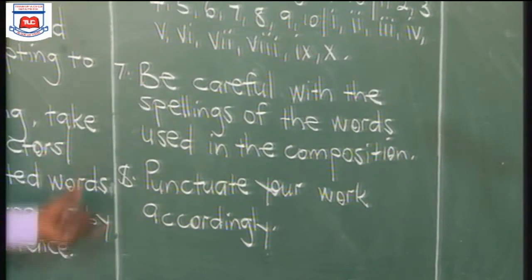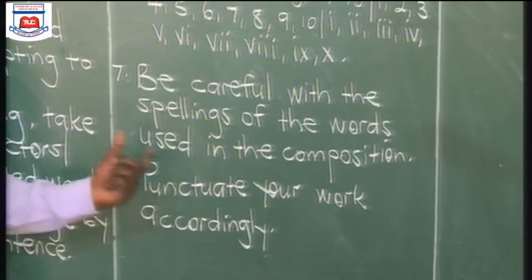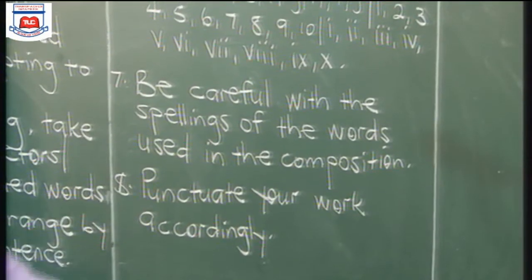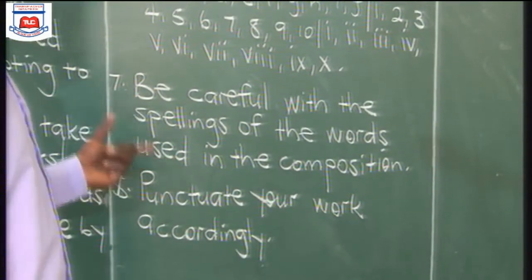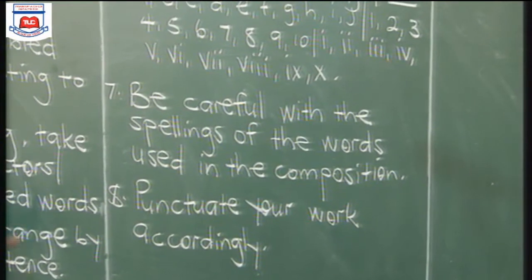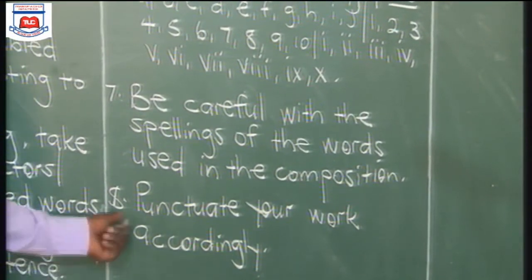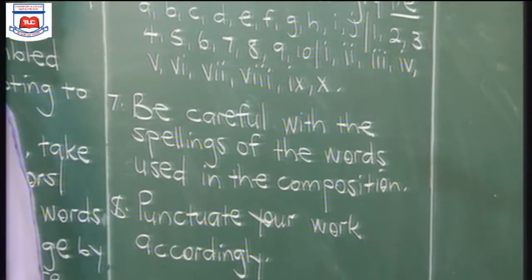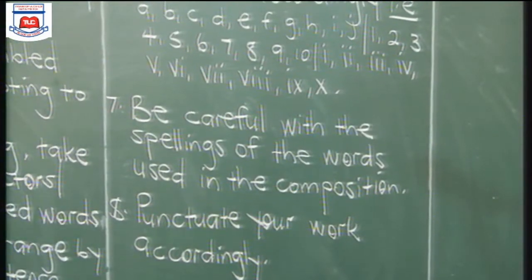So you're going to be crossed on that number, even if the sequence, the flow, the order is correct. But because you failed to spell that given word in the way it was spelled in the composition, you lose marks. So lastly, you punctuate your work accordingly.